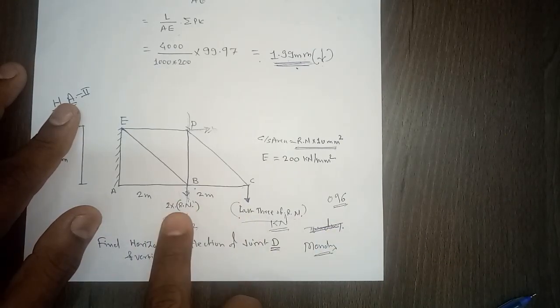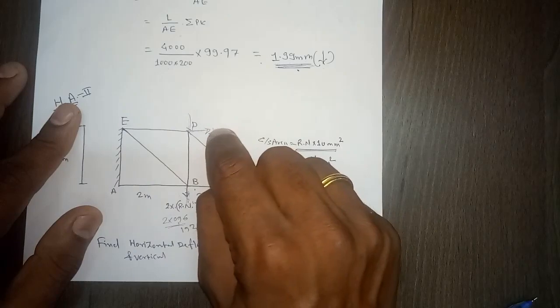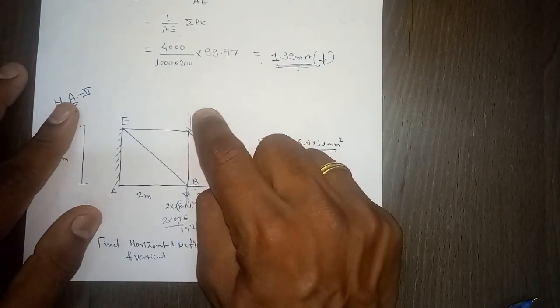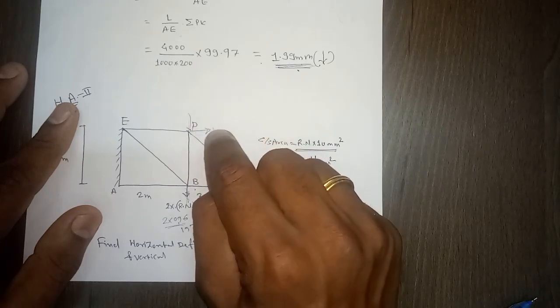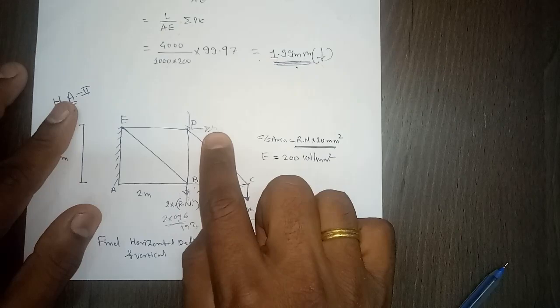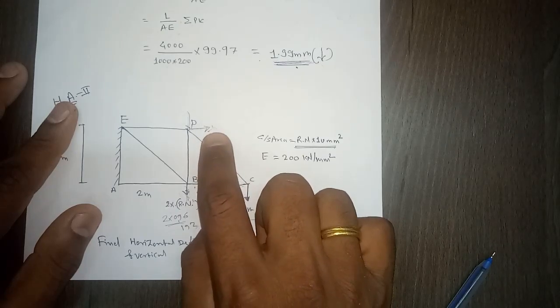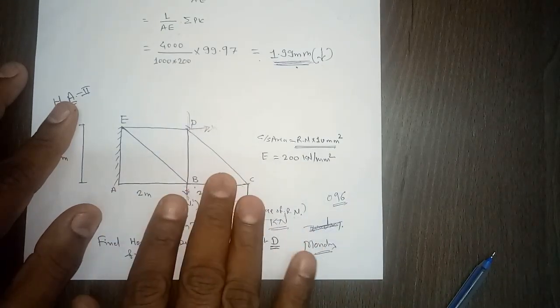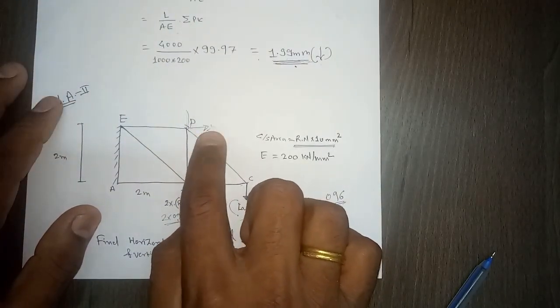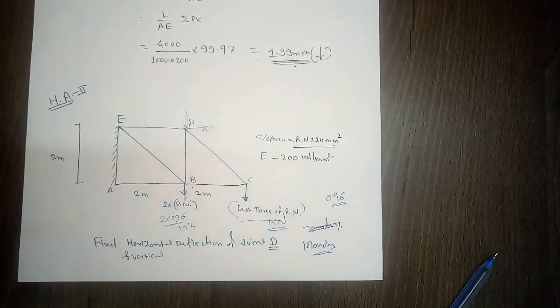One because of these 2 loads, second because of the horizontal unit load, and third because of the vertical unit load. When you apply the vertical load, you should not consider the horizontal force, and when you consider the horizontal unit load, you should not consider any other load. There should be only 1 unit load acting at that point.